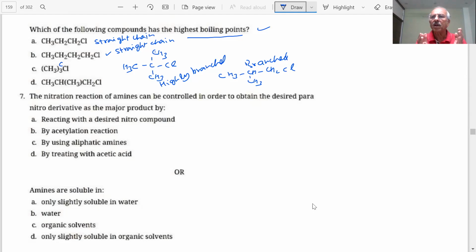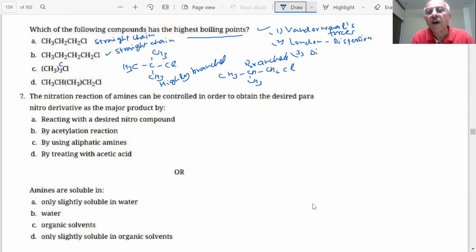There are compounds that contain a Cl group. The larger the number of carbons in a straight chain, what will happen? The boiling point would be maximum. The boiling point will be decided by what, student? Van der Waals forces. And there are two types of van der Waals forces here. What are those? London dispersion forces. And also there is a dipole interaction.